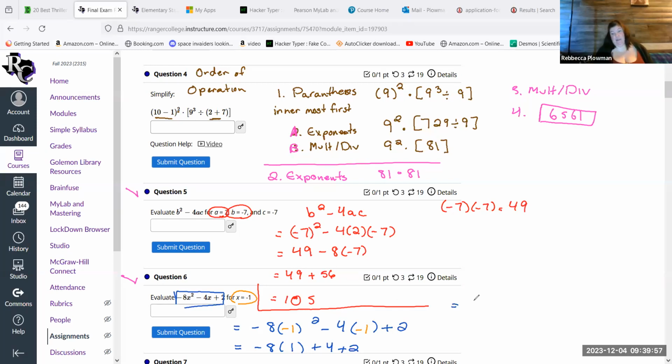So negative 8 times 1 will just leave me with a negative 8. 4 plus 2 is 6. Minus 8 plus 6 is negative 2.